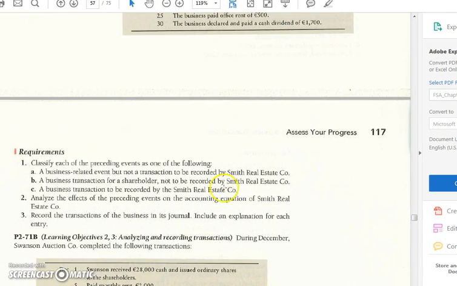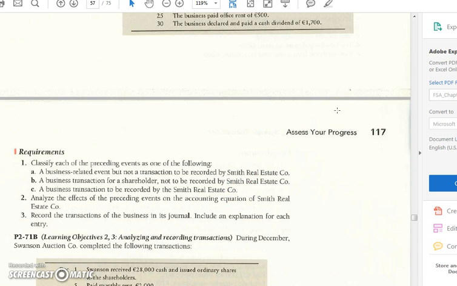And there we are. The requirements are, first of all, you classify each of the events from November the 4th to the 30th. Now, some of them are business related, but they don't have anything to do with Smith Real Estate. There are some business transactions for one of the shareholders, but really it has nothing to do with Smith Real Estate. Then the last category is C. These are business transactions to be recorded by Smith Real Estate Company.